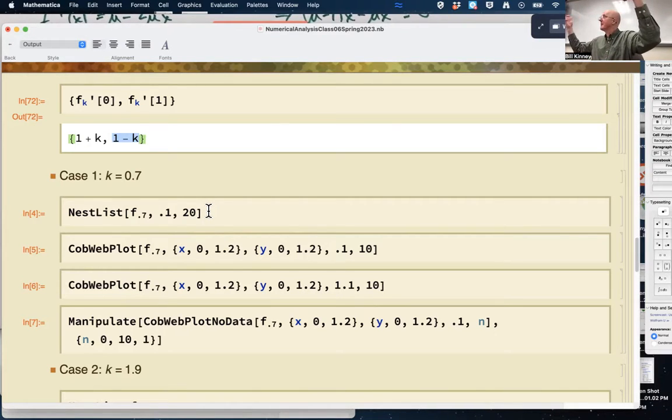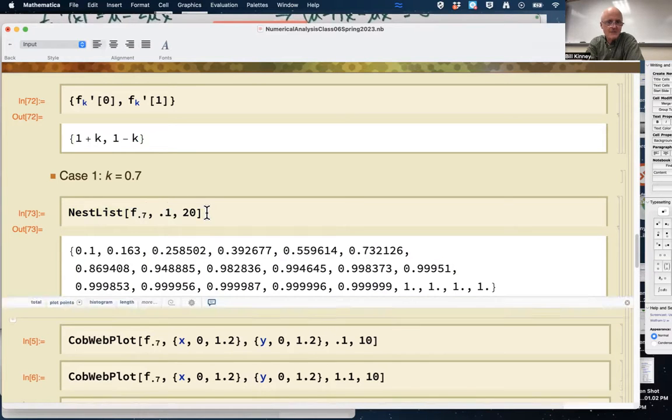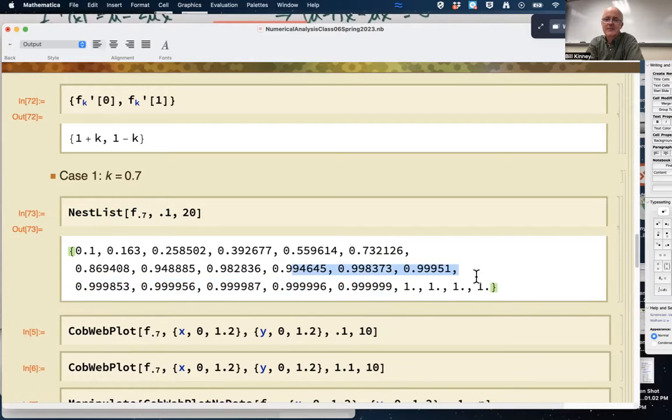Remember, we are still talking about the model, the fish, right? So we're trying to think about the populations here. I'm going to use NestList here initially. K is 0.7. There's your initial fish population density, 0.1. If the carrying capacity of the lake is 10 million, this represents 1 million fish. Doing 20 iterations, wow, how about that? What a natural thing to happen. The fish population is heading toward the carrying capacity of 1. It looks like 1 is an attracting or stable fixed point here.